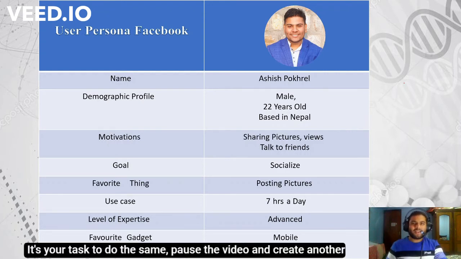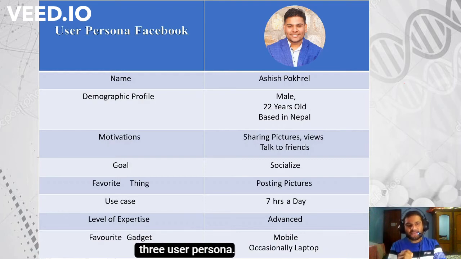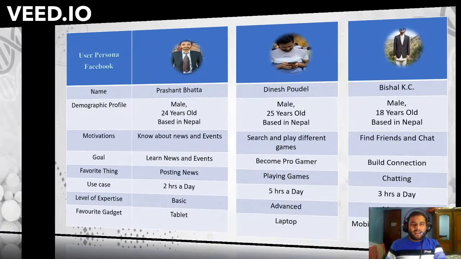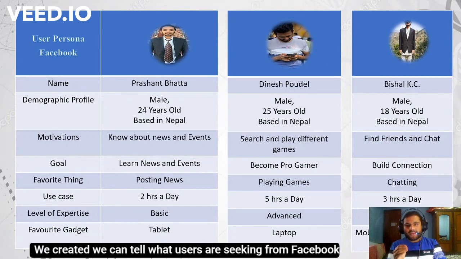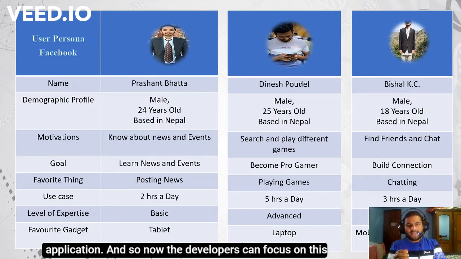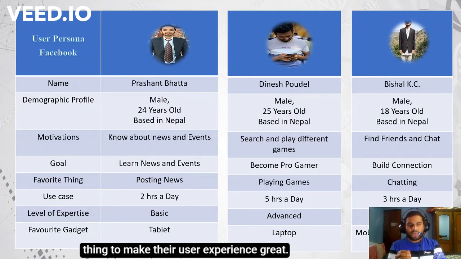Now it's your task to do the same. Pause the video and create another 3 user personas. Here's mine. Looking at these 4 user personas we created, we can tell what users are seeking from the Facebook application. And so now the developers can focus on this to make their user experience great.